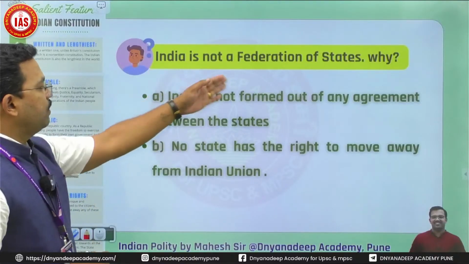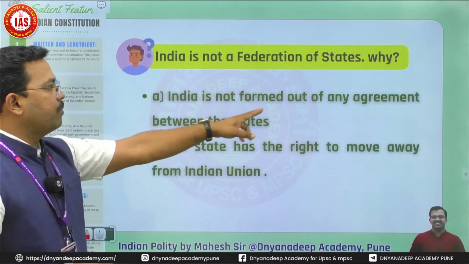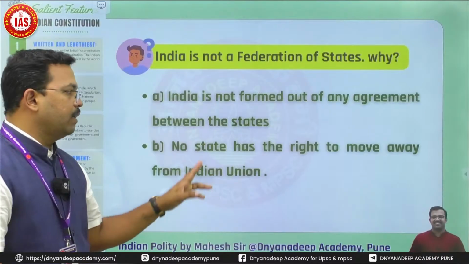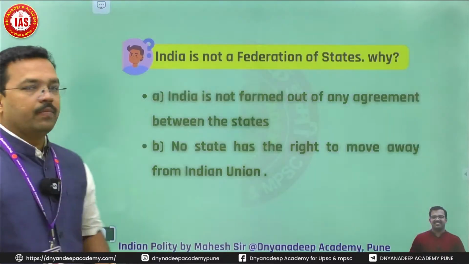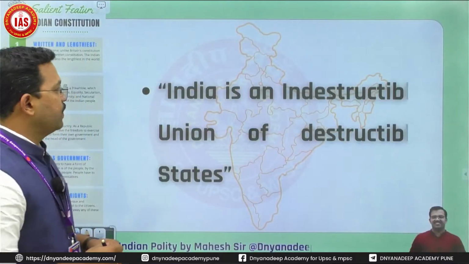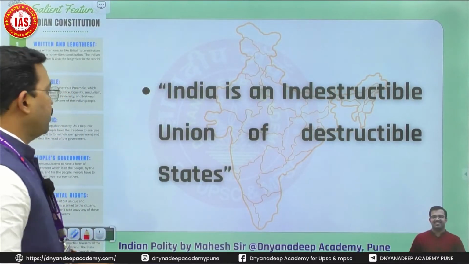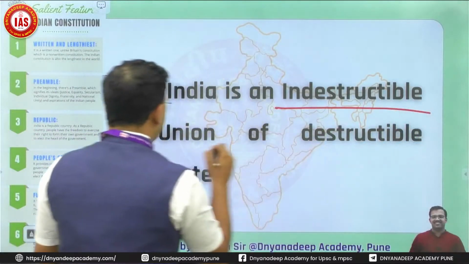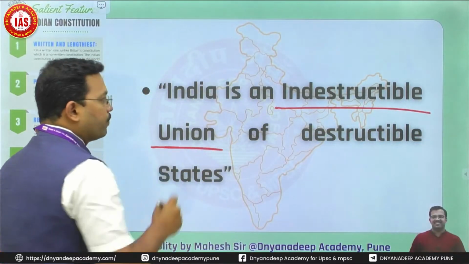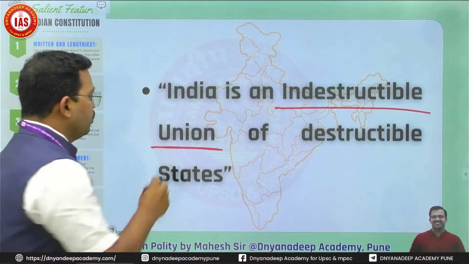So India, we discussed, is not formed out of any agreement between the states, and second, no state has the right to move away from the Indian Union. That's why India is not a federation of states. Now this line is important. India is an indestructible union. Indestructible union.